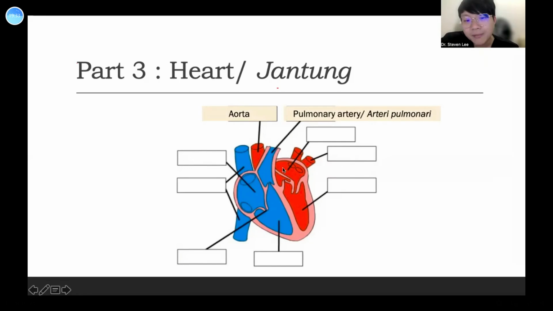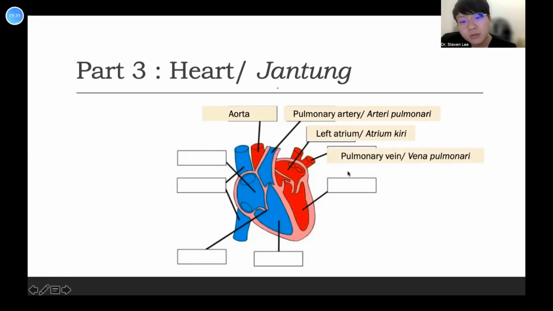So this is your left atrium. This one is coming in from the lungs, going back to the left atrium, so this is the pulmonary vein. All right, this one, the big room, the most muscular chamber in the heart, pumps blood to all parts of the body, and this is the left ventricle. So you must understand the simple things.